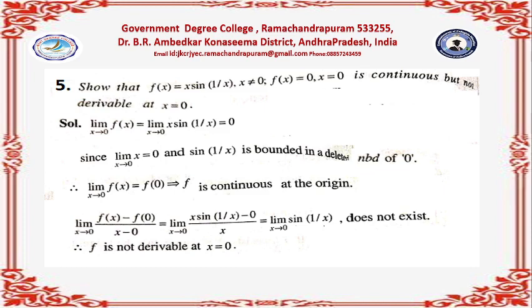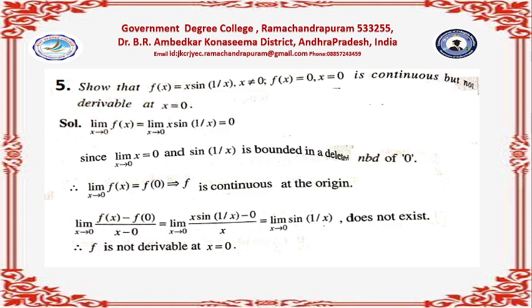Class. Now today we are going to discuss short answer questions from 5th one to 8th one. 5th one, show that f of x is equal to x times sin 1 by x as x not equal to 0 and f of x is equal to 0 at x is equal to 0 is continuous but not derivable at x is equal to 0.